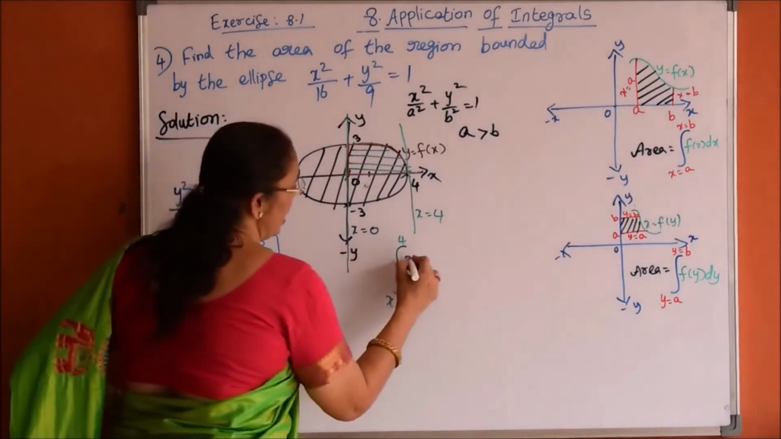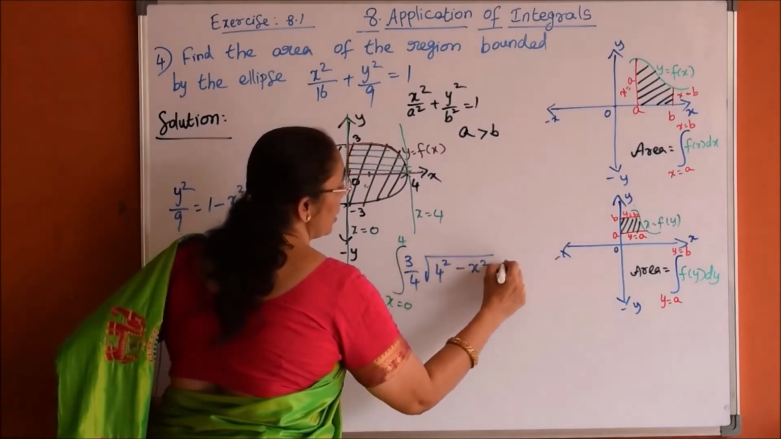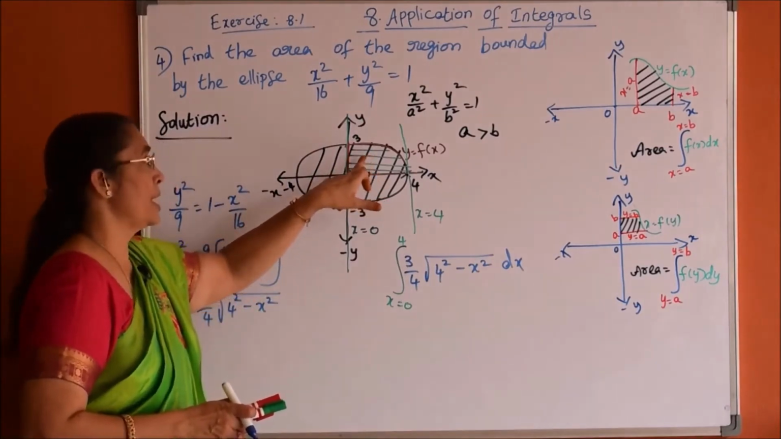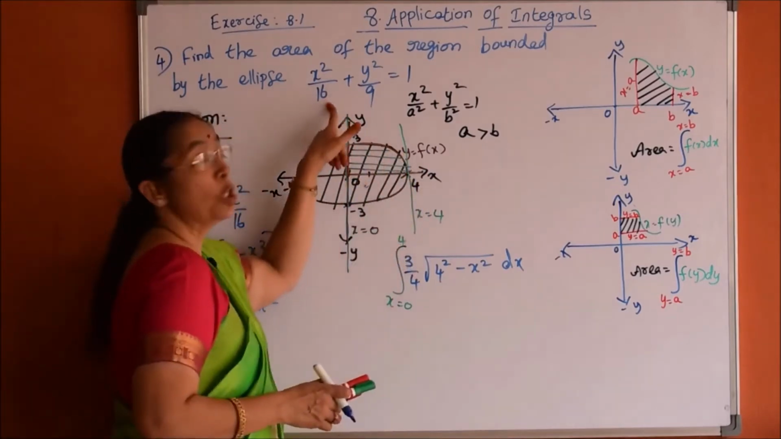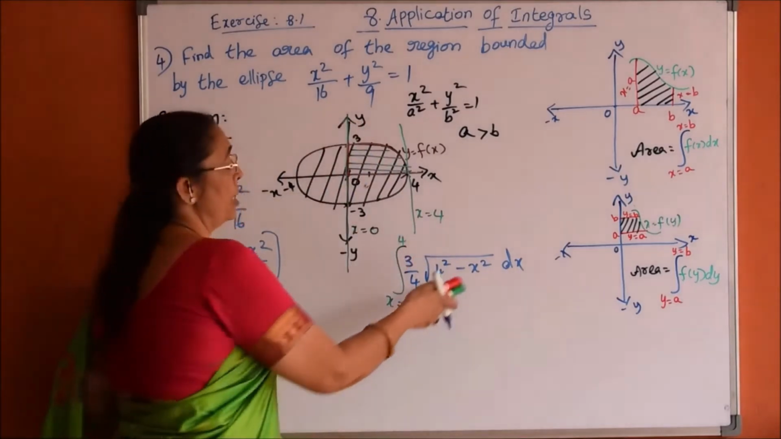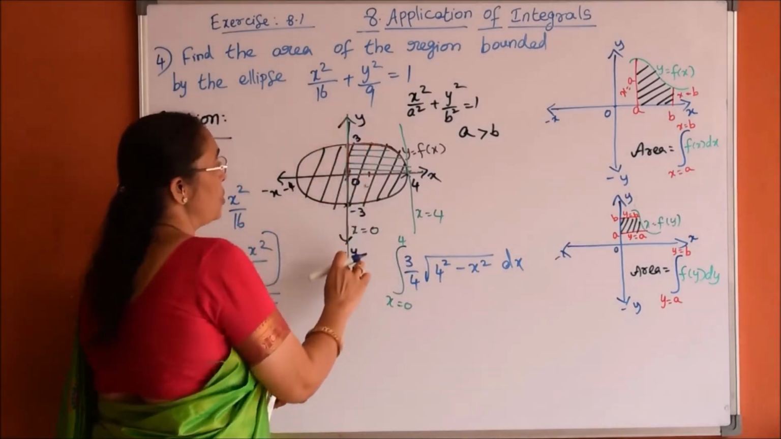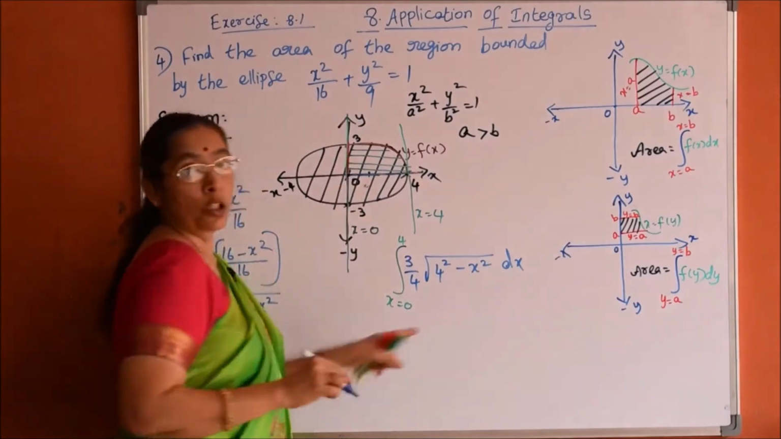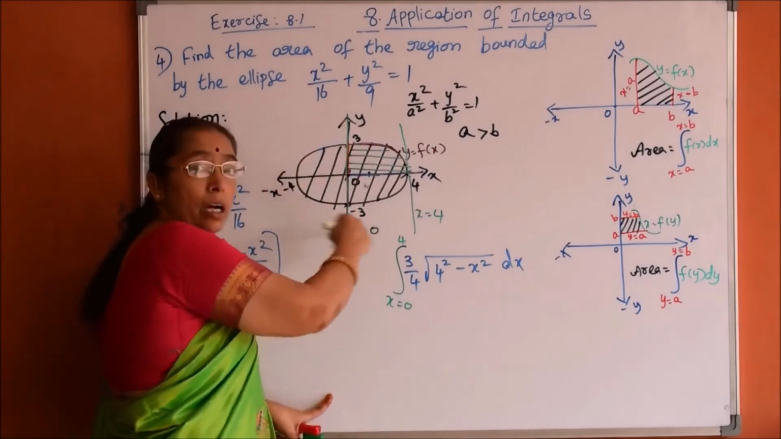So, let me substitute the y value here: 3 by 4 root over 4 square minus x square dx. Is it clear? This first quadrant area is nothing but the area covered by the curve y is equal to f of x. So, we found the y value, 3 by 4 root over 4 square minus x square. The curve y is equal to f of x, between the lines x is equal to 0 and x is equal to 4 with the x axis. So, we are able to frame the integration, but the required area is the complete area in the ellipse.